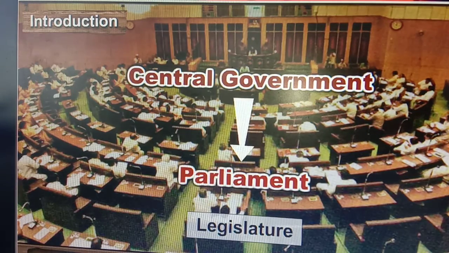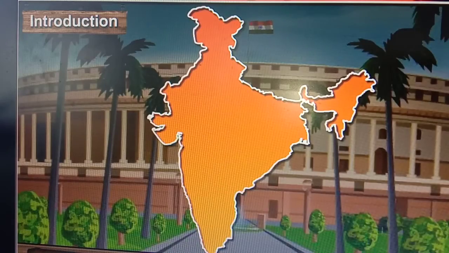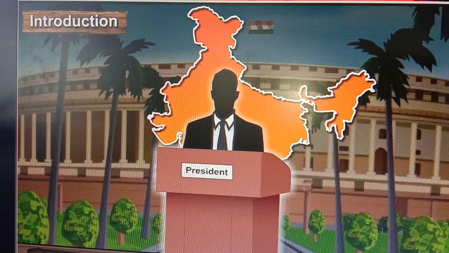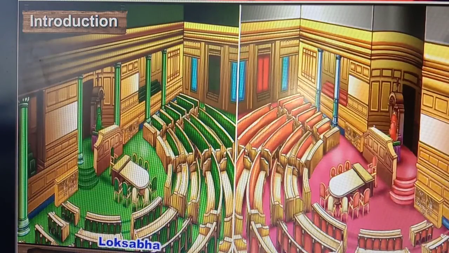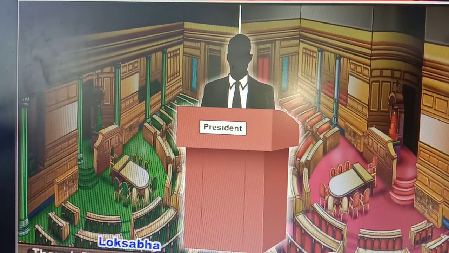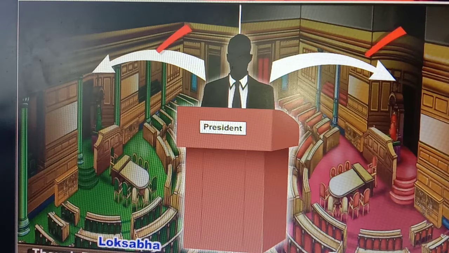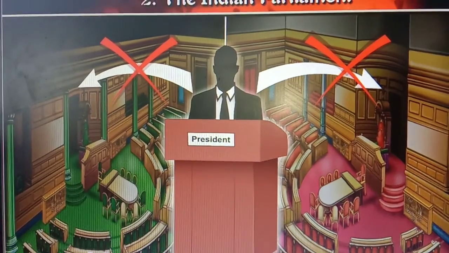It consists of the President and the two houses of the Parliament, that is Lok Sabha and Rajya Sabha. Though the President is an inseparable part of the Parliament, he or she cannot participate in the discussion in either house of the Parliament. It means he cannot take part in Lok Sabha or Rajya Sabha.